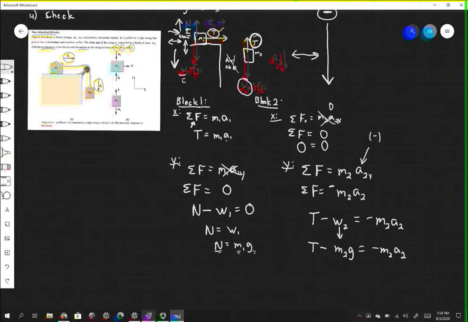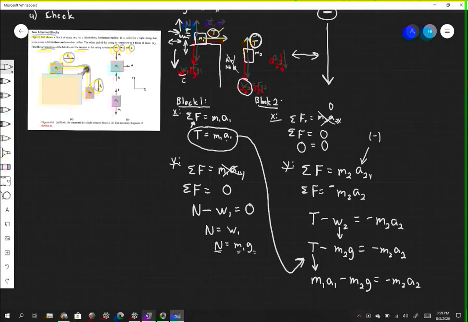And now I can come up here for block 1 and I recognize tension is mass 1 times a1. So I can take that and plug it in to see that mass 1 times acceleration 1, again plugged in for T, minus mass 2 times g is equal to negative mass 2 times a2. And I'm starting to get closer.